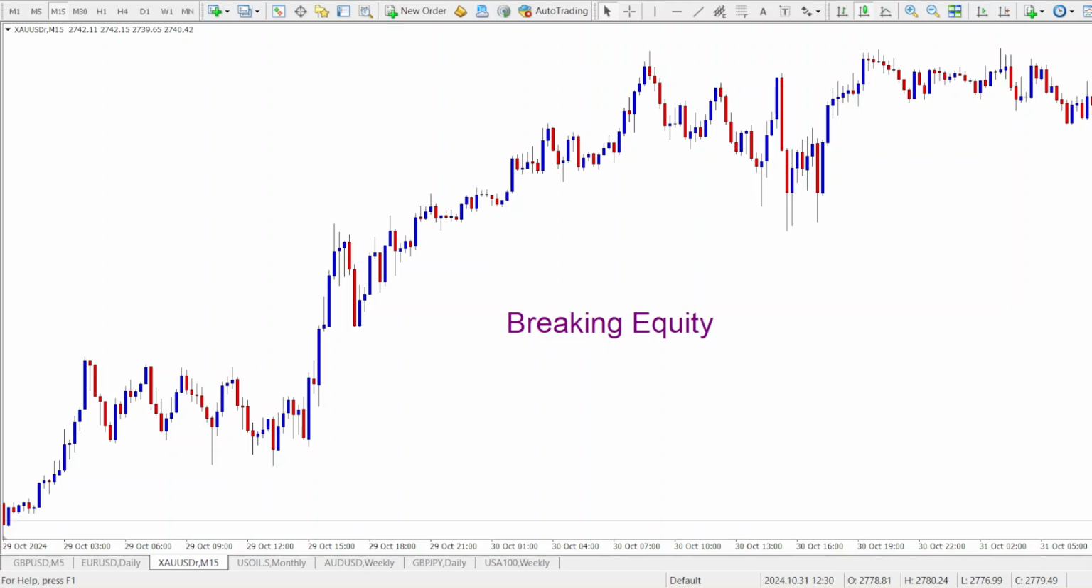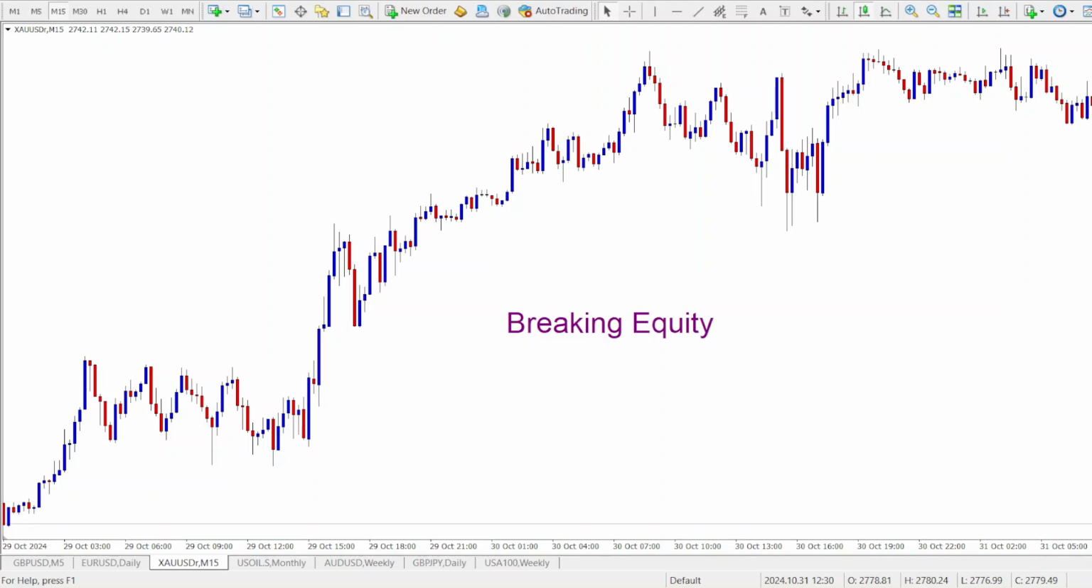Secondly, use stop loss orders. Implementing stop loss orders is a crucial risk management strategy. A stop loss order automatically closes your trade at a predetermined level, limiting your losses if the market moves against you. This way, you are protecting your equity from significant downturns.